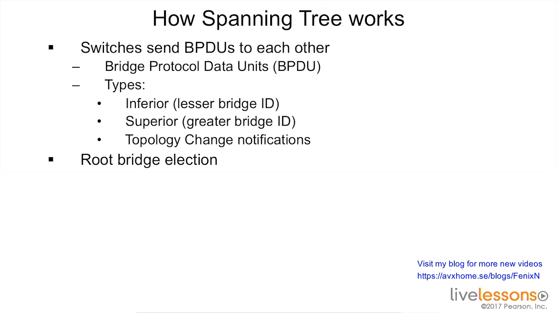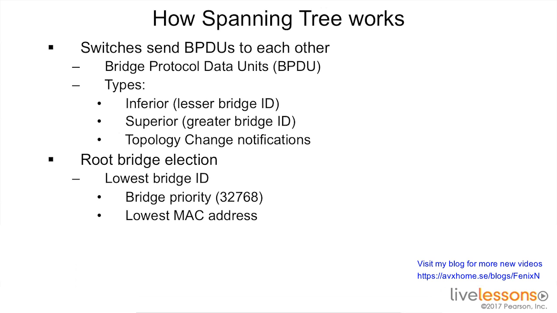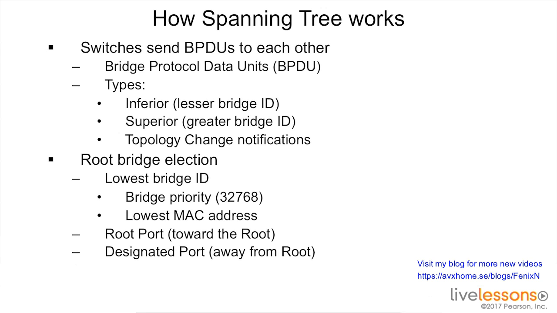In a spanning tree environment, there is always an election for a root bridge. The bridge that's going to win the election has the lowest bridge ID, and the bridge ID is a combination of bridge priority and lowest MAC address. By default, all bridge priorities are 32,768. So by default, the lowest MAC address will win.